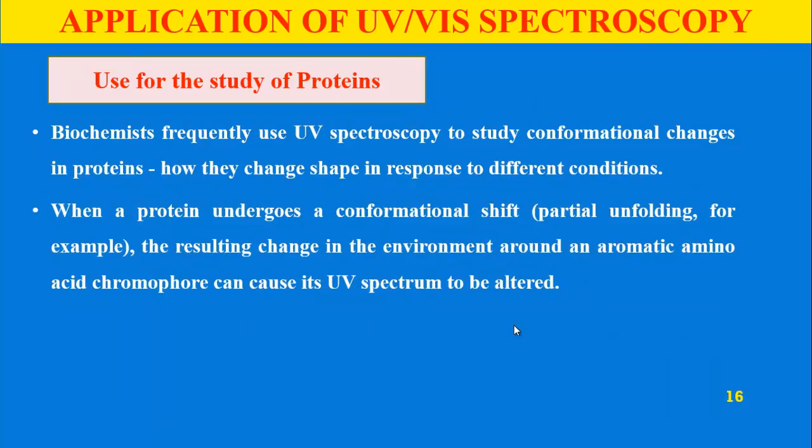Biochemists frequently use UV visible spectroscopy to study conformational changes in the protein and also changes in shape under different conditions. Because protein, by changing the temperature and concentration, denatures and forms different types of shapes, unfolding. So with the help of UV visible spectroscopy, we can easily determine the protein at 260 nanometer. Thank you very much.